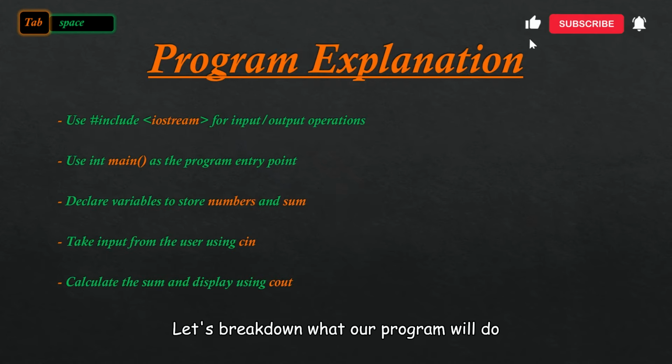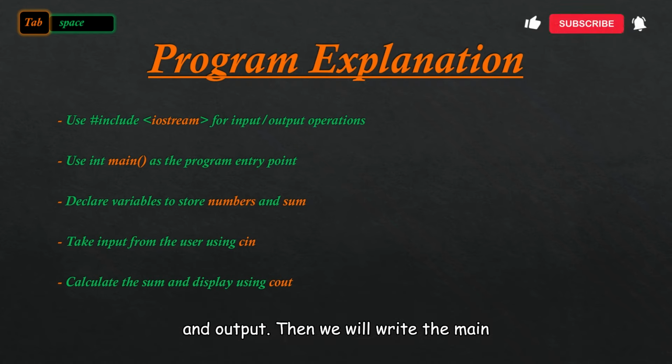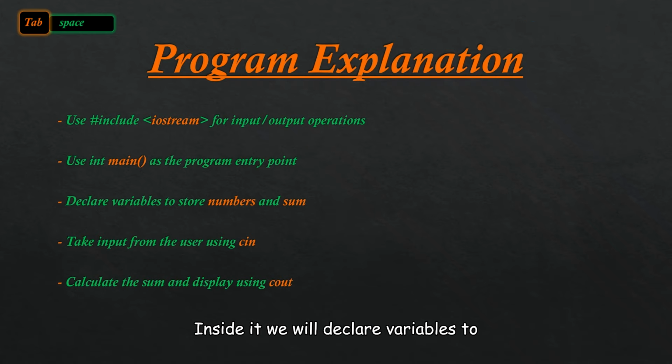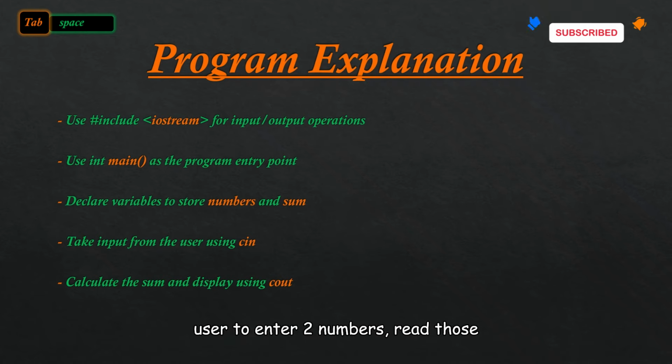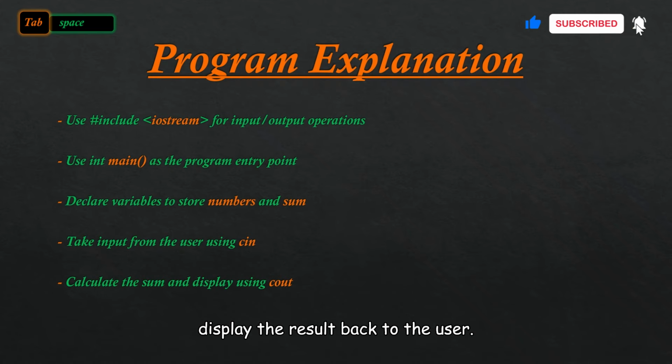Let's break down what our program will do step by step. First, we will include a library that allows us to handle input and output. Then we will write the main function where the execution begins. Inside it, we will declare variables to store the numbers we want to add and a sum. Next, we will prompt the user to enter two numbers, read those inputs, perform the addition, and finally display the result back to the user.